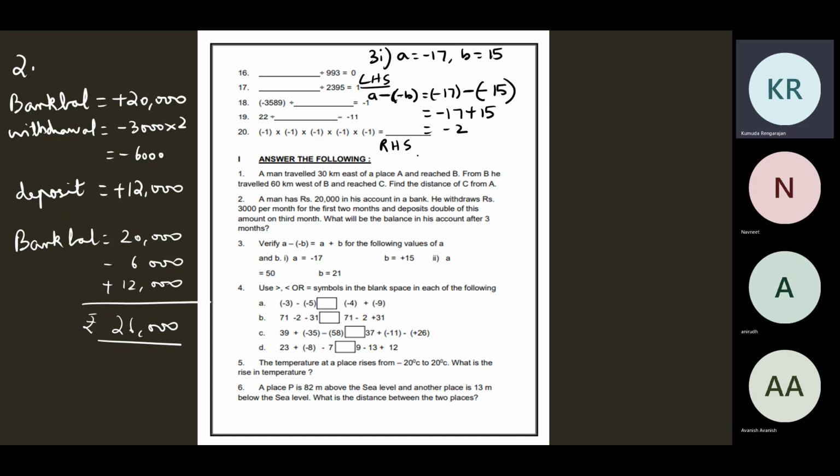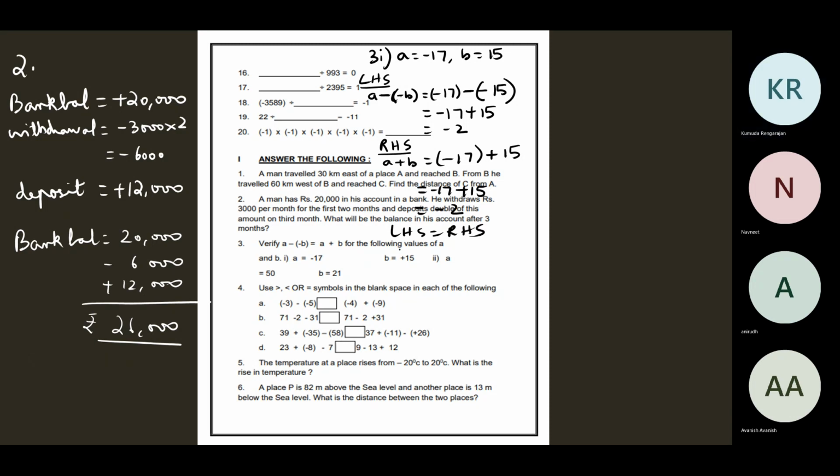Now work the RHS. What's the RHS? A plus B. So write A. What is A? Minus 17. You can put a bracket. Then plus B. What is B? 15. Now this is equal to minus 17 plus 15, which is minus 2. So now you should say LHS is equal to RHS, hence verified. Hence verified.